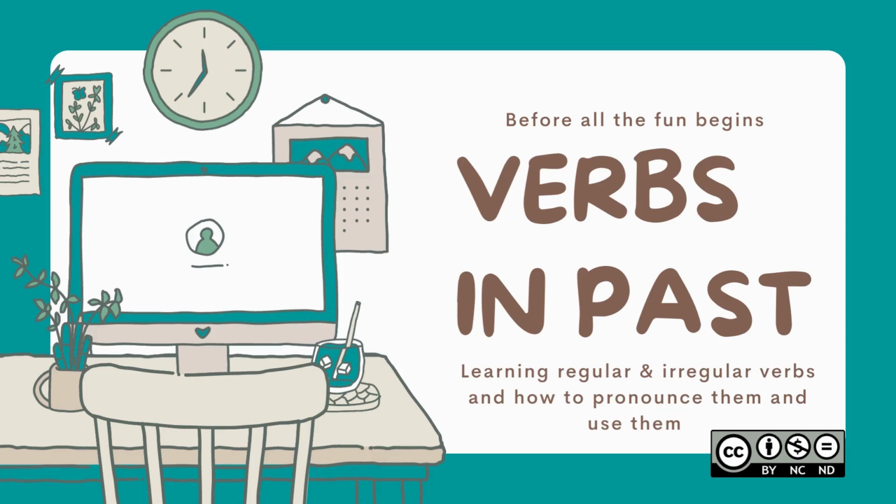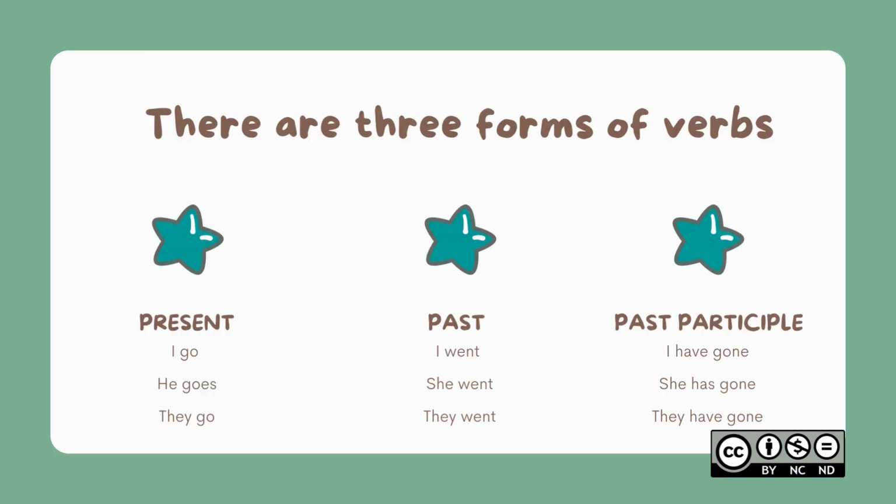Before we actually start working on module number 4, we have to take a little baby step. So before all the fun begins, we have to learn a little bit about regular and irregular verbs, specifically how to pronounce them and how to use them before we start working in this module.